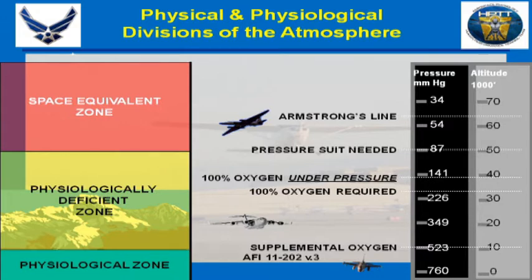100% oxygen is needed between flight level 340 and flight level 390, while 100% oxygen under pressure is required above flight level 390 in order to keep an individual in the physiological zone. At flight level 500, a pressure suit is needed. So why a pressure suit, you might ask?